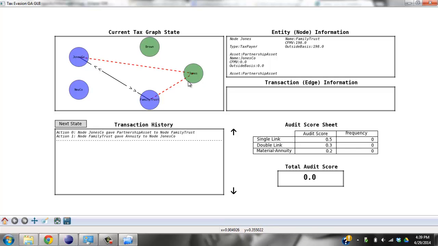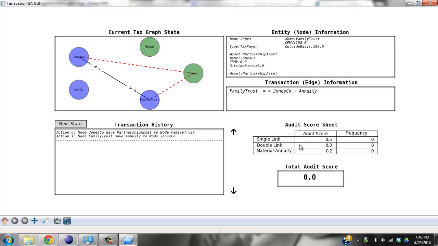As you can see, Jones is a partner in both Jones Co. and Family Trust. And then you can click on different parts of the transaction or the edge to look at specific information regarding that transaction. And then this right in the bottom left is the transaction history, and then this is the audit score sheet, which we will explain more later.